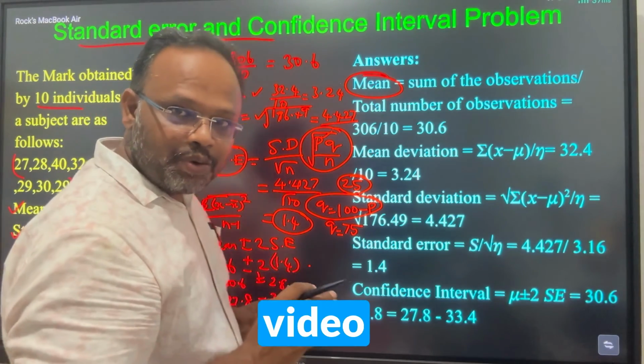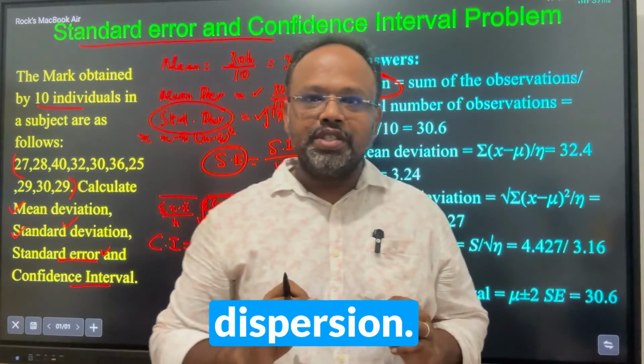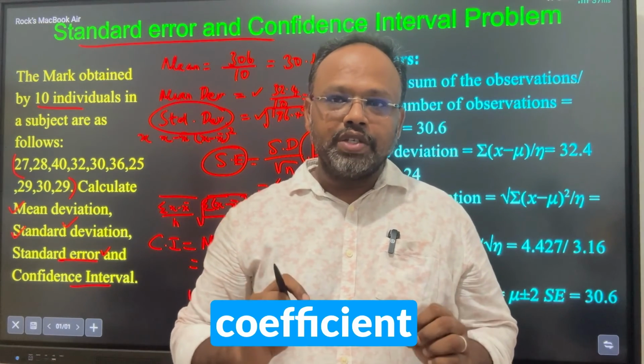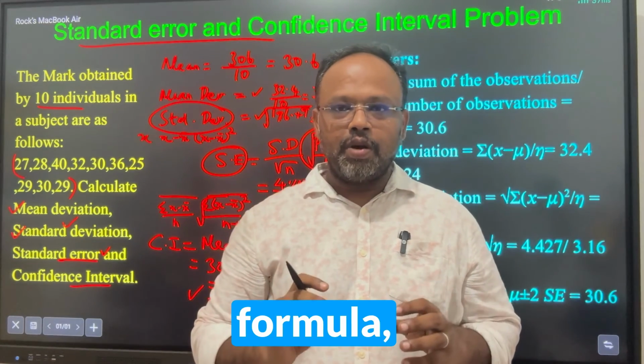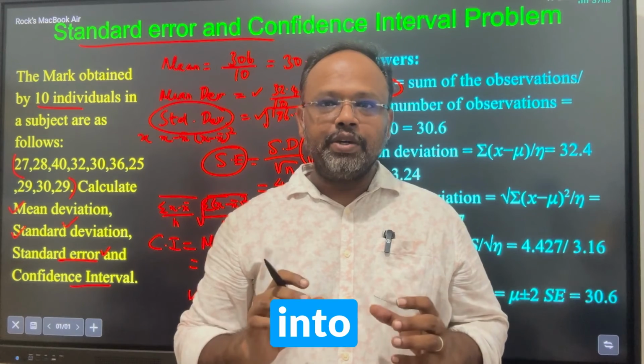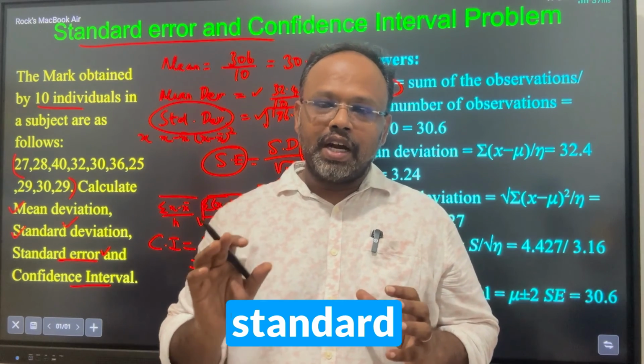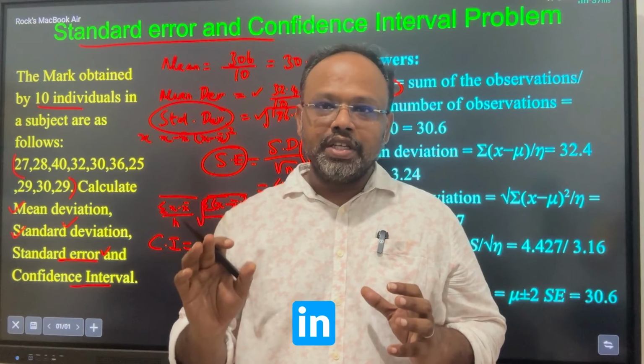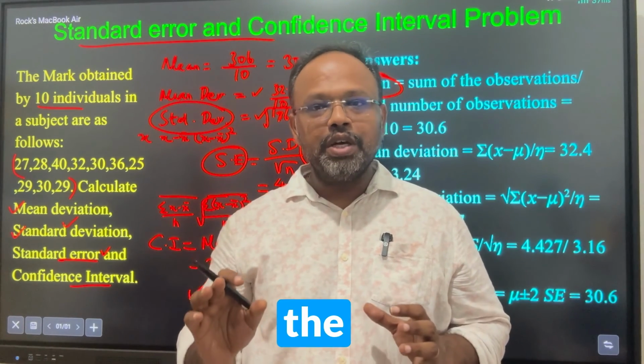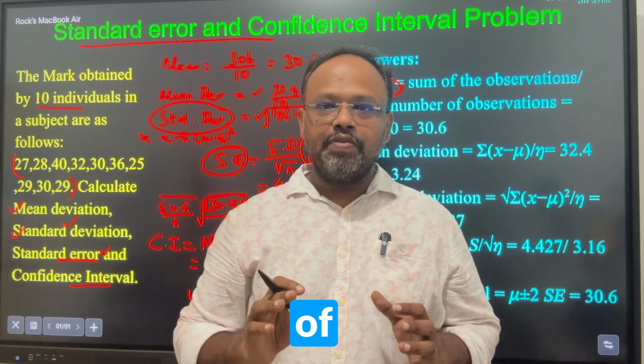So in this video, we have seen the last measure of dispersion, that is the coefficient of variation, which was given by the formula standard deviation by mean into 100. So basically, it is the standard deviation expressed as a percentage of the mean. That is the coefficient of variation.